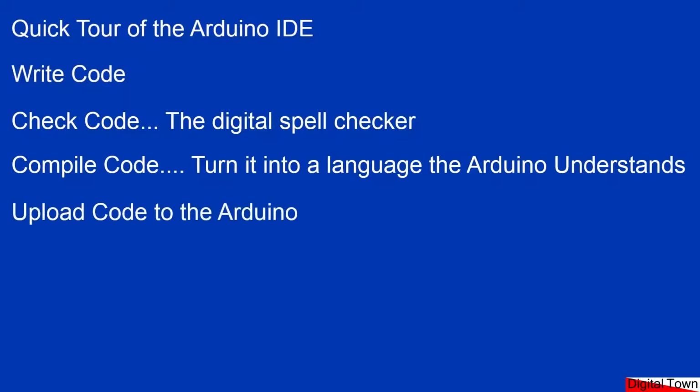And finally, once it's in a language that the Arduino understands, our IDE then allows us to upload that code to the Arduino, install it into the unit so that the Arduino then runs our bit of code. So those are the basic items that the IDE does. What we're going to do now is switch to another screen and have a look at the Arduino IDE and do a bit of a whistle-stop tour.